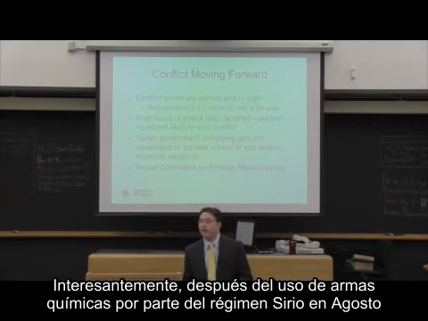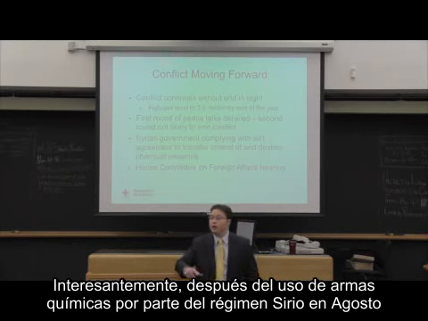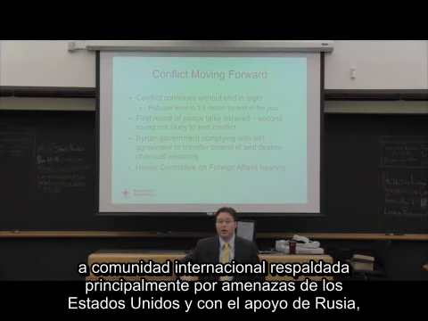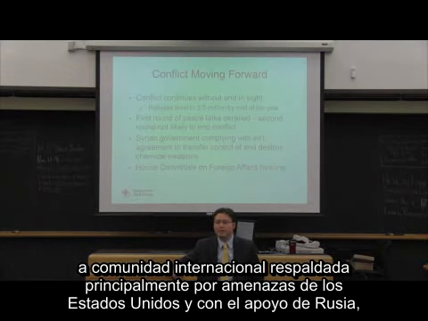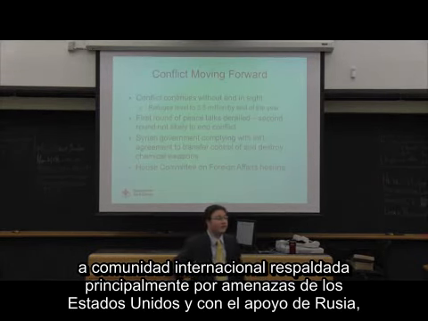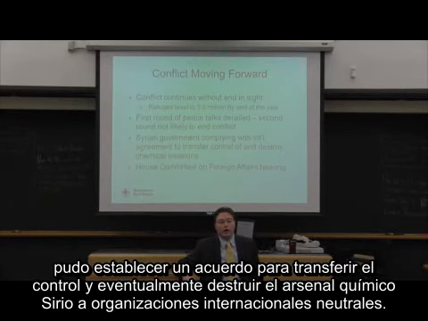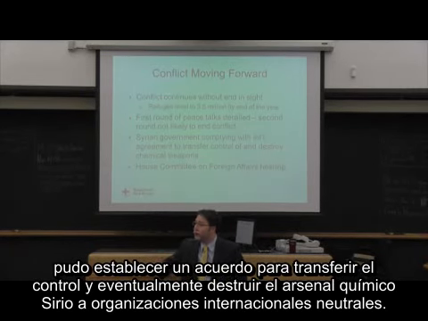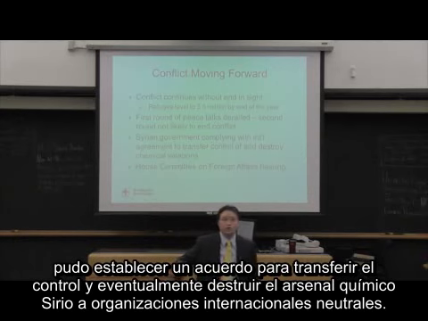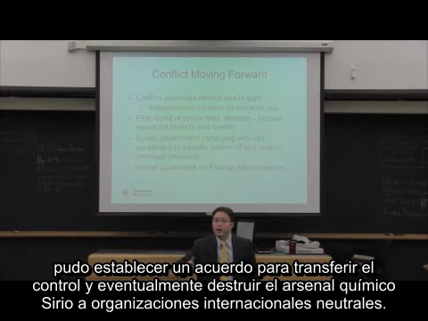Interestingly, though, after the use of chemical weapons by the Syrian regime back in August, the international community, backed primarily by the United States and with the cooperation of Russia, I guess, mainly precipitated by U.S. threats of force, use of force in Syria, led to the establishment of an agreement to transfer control of Syria's chemical weapon arsenal to neutral international organizations, and for the eventual destruction of those weapons.